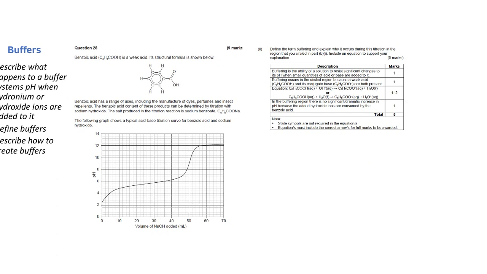So, buffering is the ability to resist significant changes to pH when small quantities of acids and bases are added to it. This is something that is very key to add to your answers, that it can only be a small quantity of acids and bases, because if you don't write that, you lose the mark. Buffering occurs in this region because you've got the acid form and the base form present. Okay, and you'll learn more about this when we do titrations. In this buffering region, there's no significant or dramatic increase in the pH because the added hydroxide ions are consumed by the benzoic acid. That's the acid molecule there. So those are the kind of ideas. That's all we've got time for. Adios.